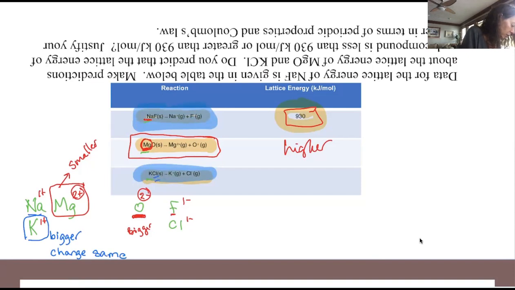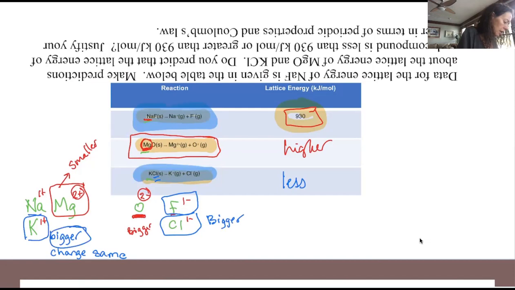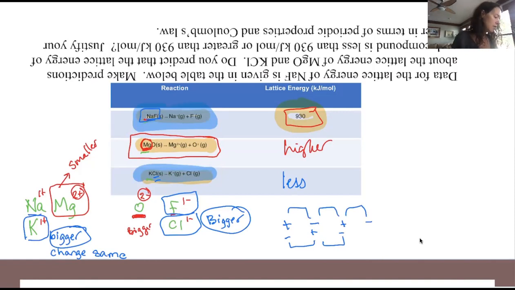I'm going to compare the chloride to the fluoride. It's bigger, so I'm going to say its lattice energy would be less, because the larger cation and the larger anion are going to make this crystal lattice structure. They will be further apart, right? The individual charges are going to make that attraction weaker than the attraction between the sodium and the fluorine. So that would be my prediction there.